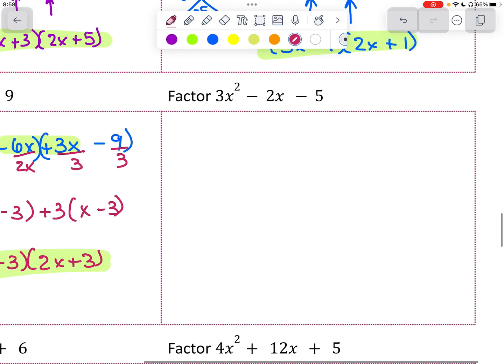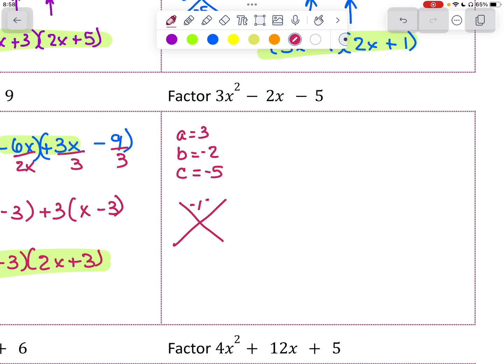Moving over to the next one, we have a equals 3, b equals -2, c equals -5. Two numbers that multiply to give me -15 that add to give me -2. Well, -15 is 1 and 15 and 3 and 5. One has to be positive and one has to be negative. So it's going to be a -5 and a +3. And I'm going to use the area model this time.